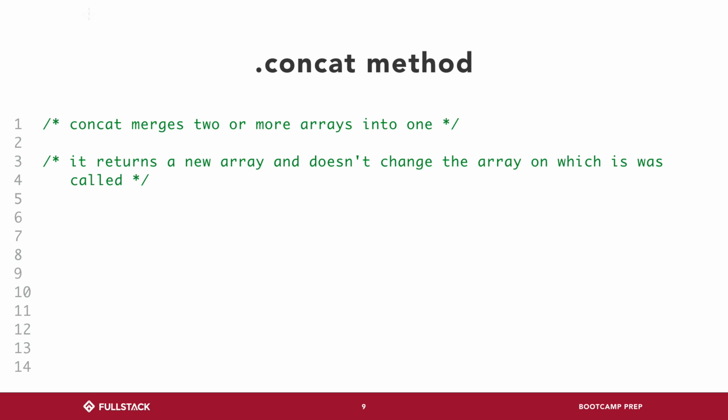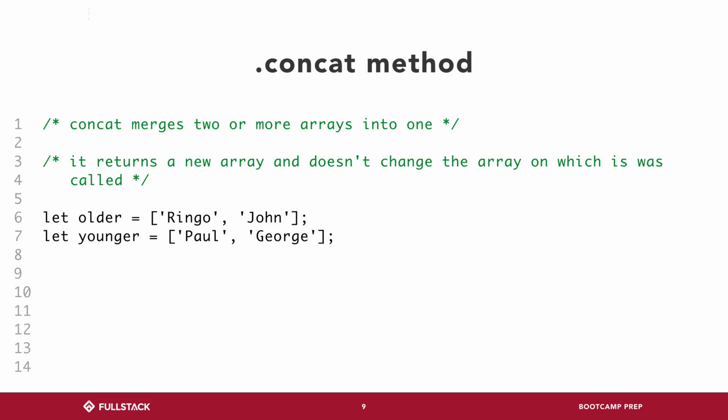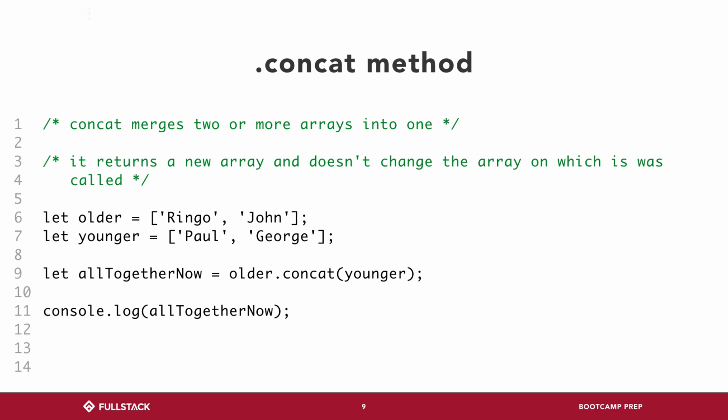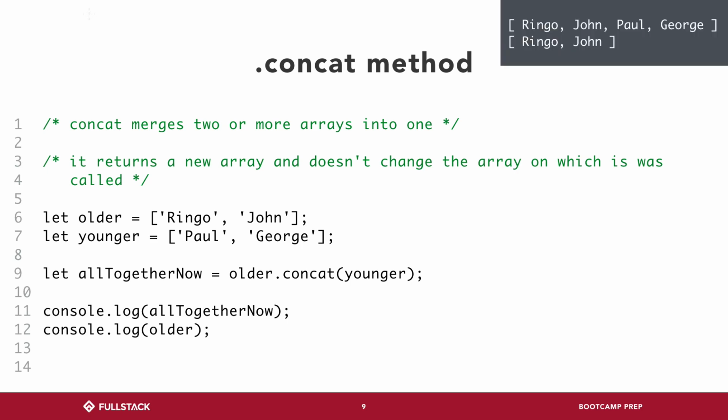So the format for doing it is that you call one of the arrays, then you call the concat method and pass in the array that you want it to concat on. So that's the older beetles, that's the younger beetles. If you call older concat and pass in the reference to younger, you will get the one array of all of them in order. So the older one will be first, the one that you call concat on will be second, and it doesn't change any of the arrays.